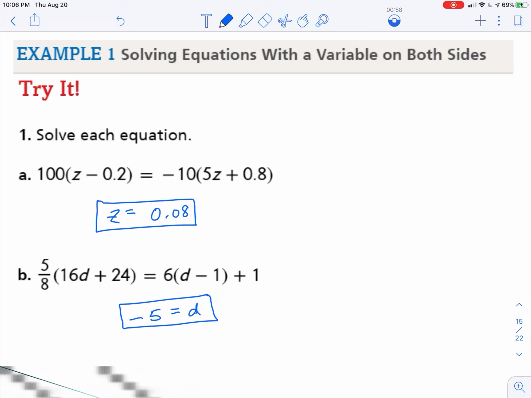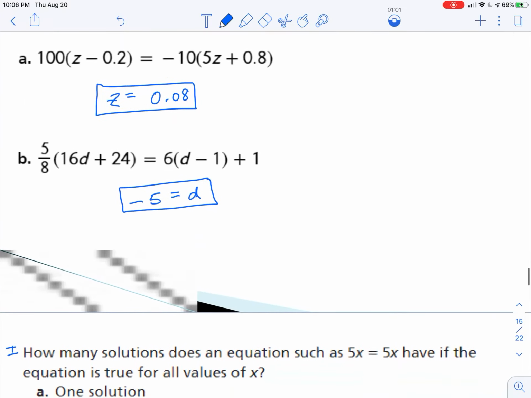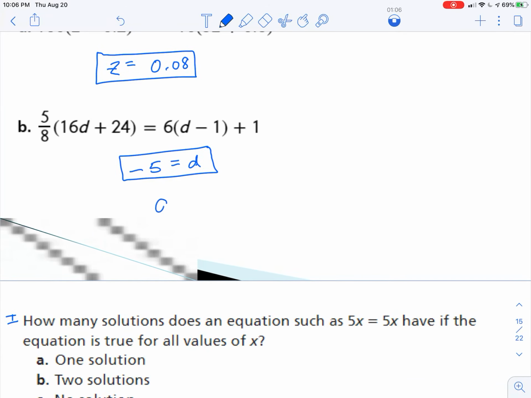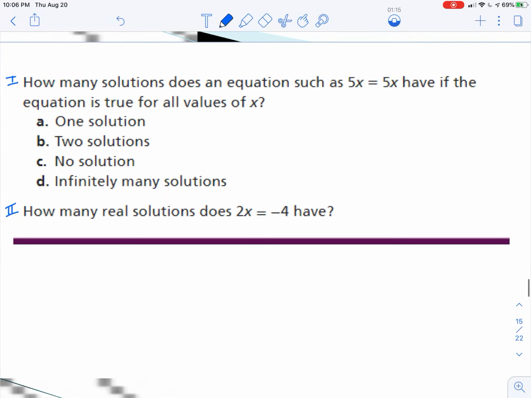On the try it problems, z was equal to 0.08, and letter B, d was equal to -5. I could turn that around too, by the way, and just put it this way. They both mean the same thing. So let's move on to the next part of our lesson.